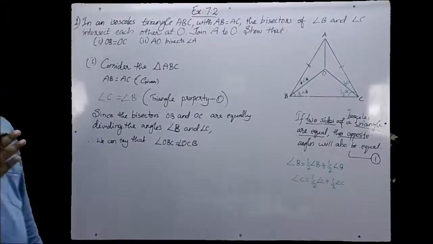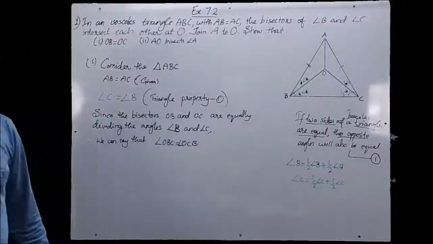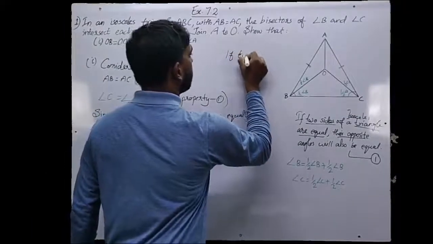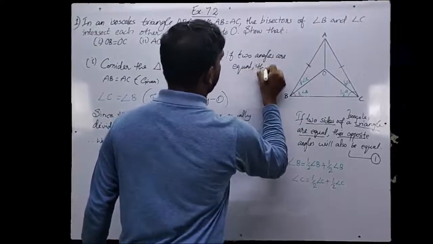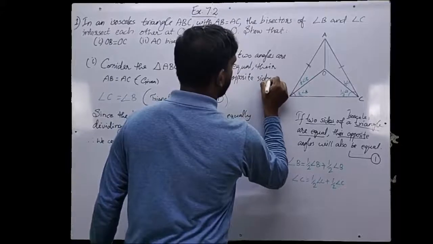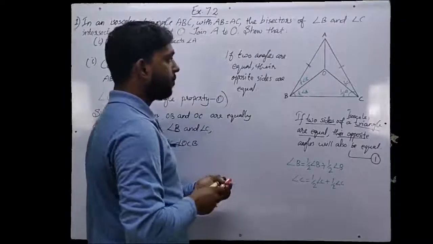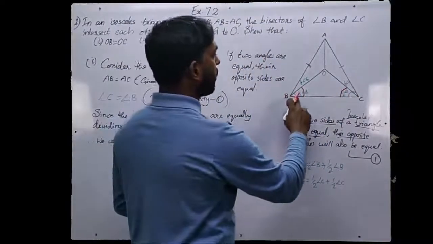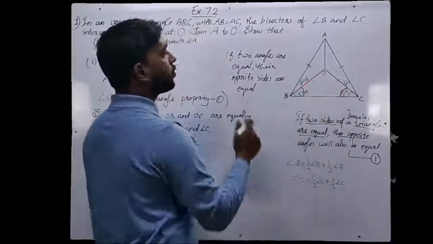Now we have also studied another property which says: if two angles of a triangle are equal, their opposite sides are also equal. So we know that looking at the picture, these two angles are now equal. Now the opposite side of angle OBC is this. The opposite side of this is this. According to this property, these two sides are equal.